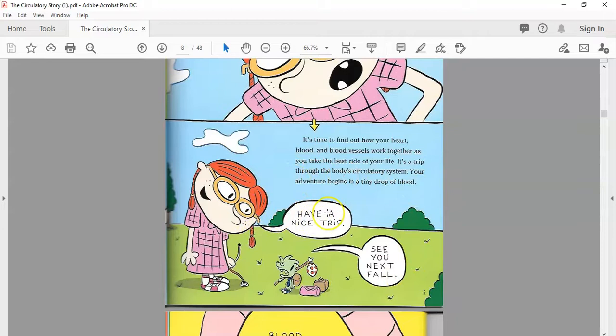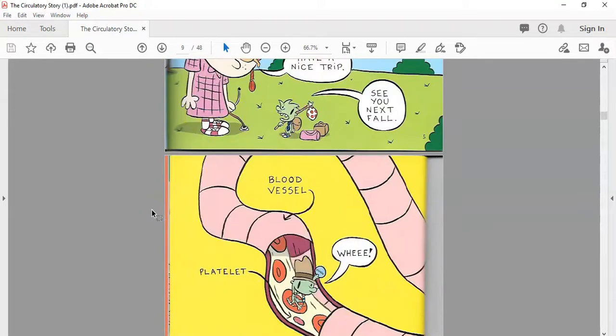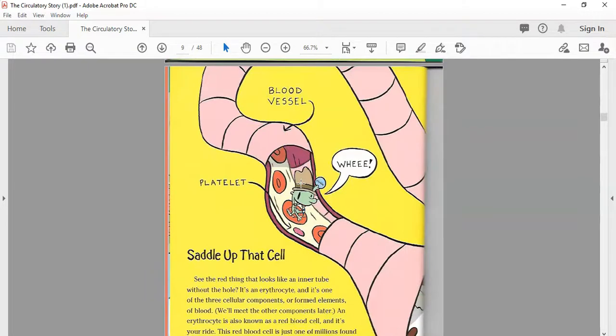So boys and girls, what can we already tell that's going to happen? What do they mean that they're going to have a trip? They're probably going to go inside, right? So we're going to probably see the inside of our circulatory system. Oh, look at this, boys and girls. Remember when I said that you needed your anchor chart for text features? This is when you need it.